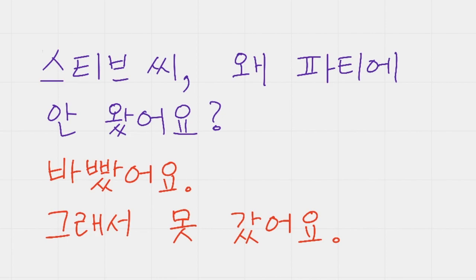바빴어요. I was busy. 그래서 so 못 unable to 갔어요. I couldn't go. I was unable to go. Past tense of 가다. Not too hard, right? Good.